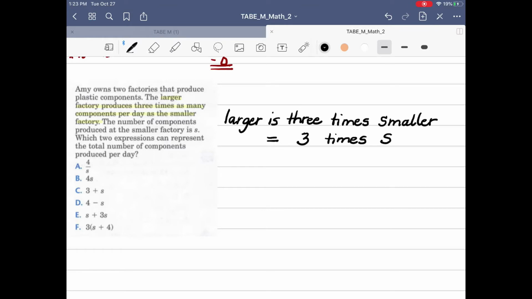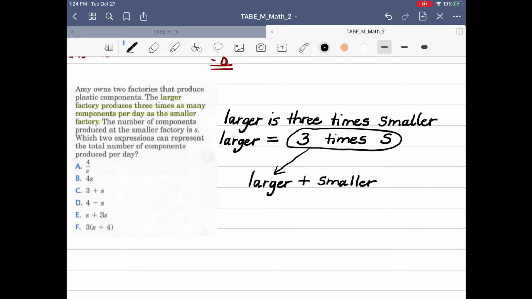And we need to find 2 expressions that represent the total number produced per day. Now when they say the total number, they want the larger and the smaller. Okay? So what they really want us to do is take the larger company plus the smaller company and add those amounts together. Now this is telling me the larger one is 3 times S. That goes here. So 3S. And the smaller company, they said to let that be S.